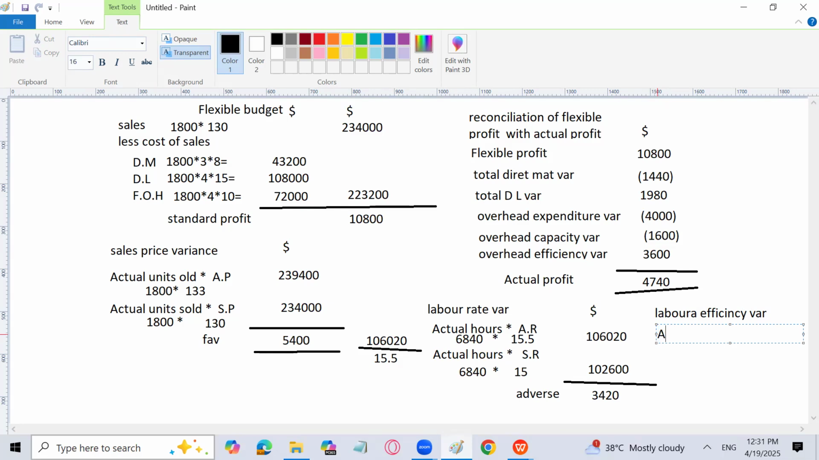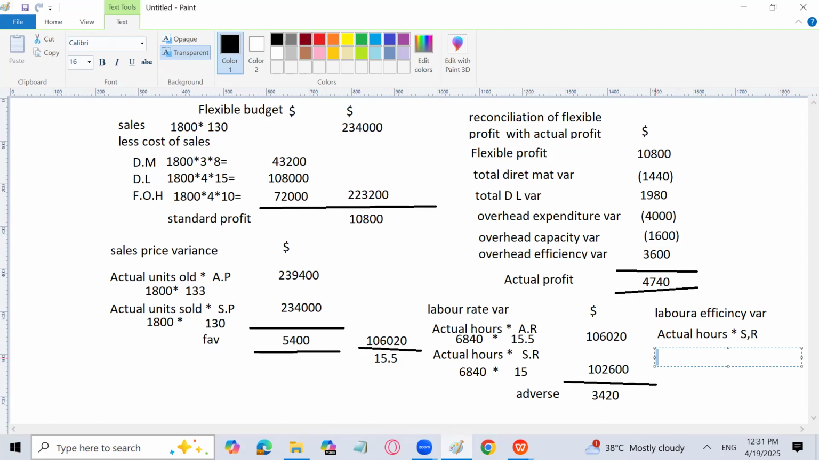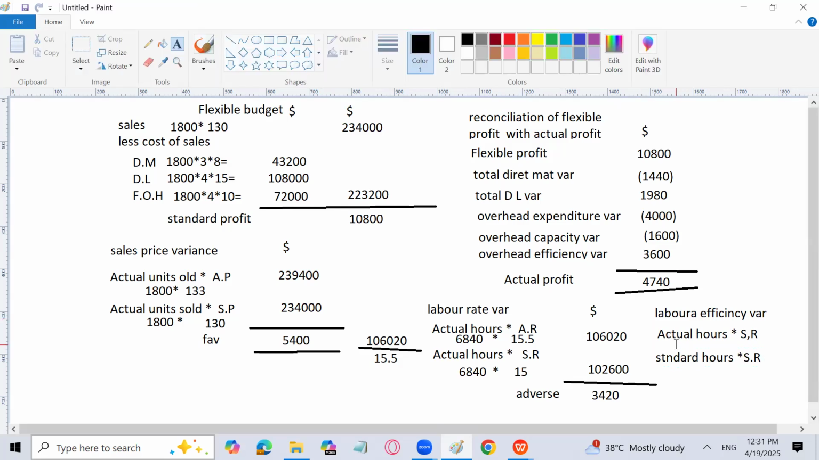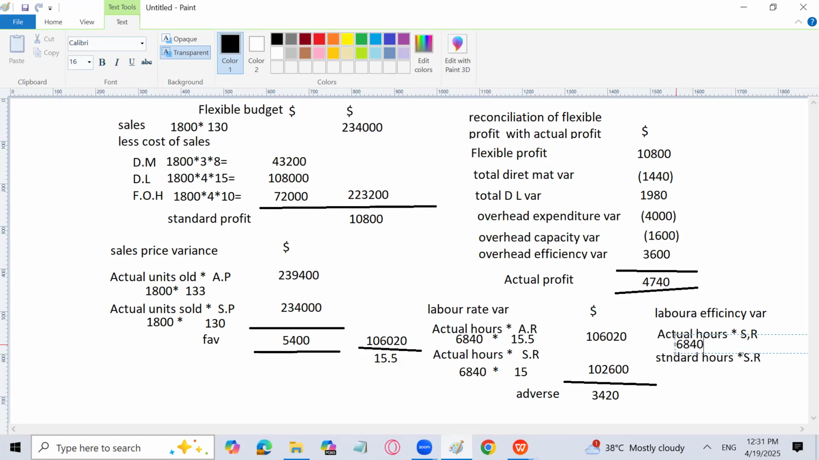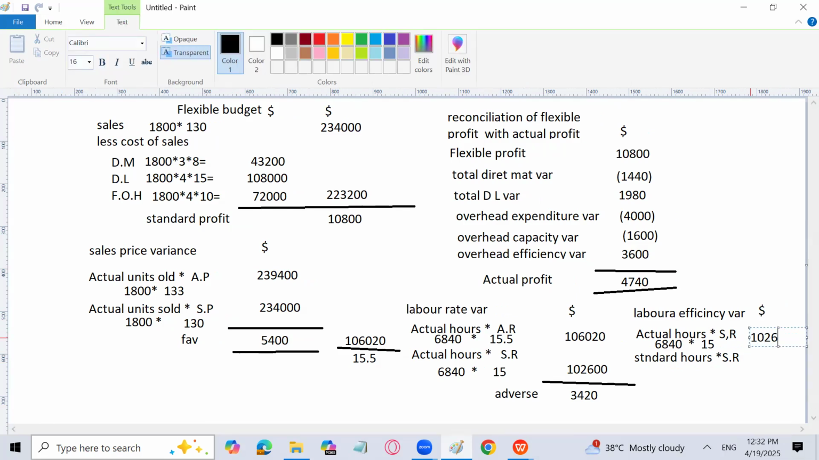So let's do that. The formula is actual hours into standard rate, and then standard hours into standard rate. The standard rate is quite normal, it is already given. Actual hours is also given. We have already calculated it, so I can write the above portion easily. 6840 multiplied by 15. The amount is already given over here, and the amount is 102,600.